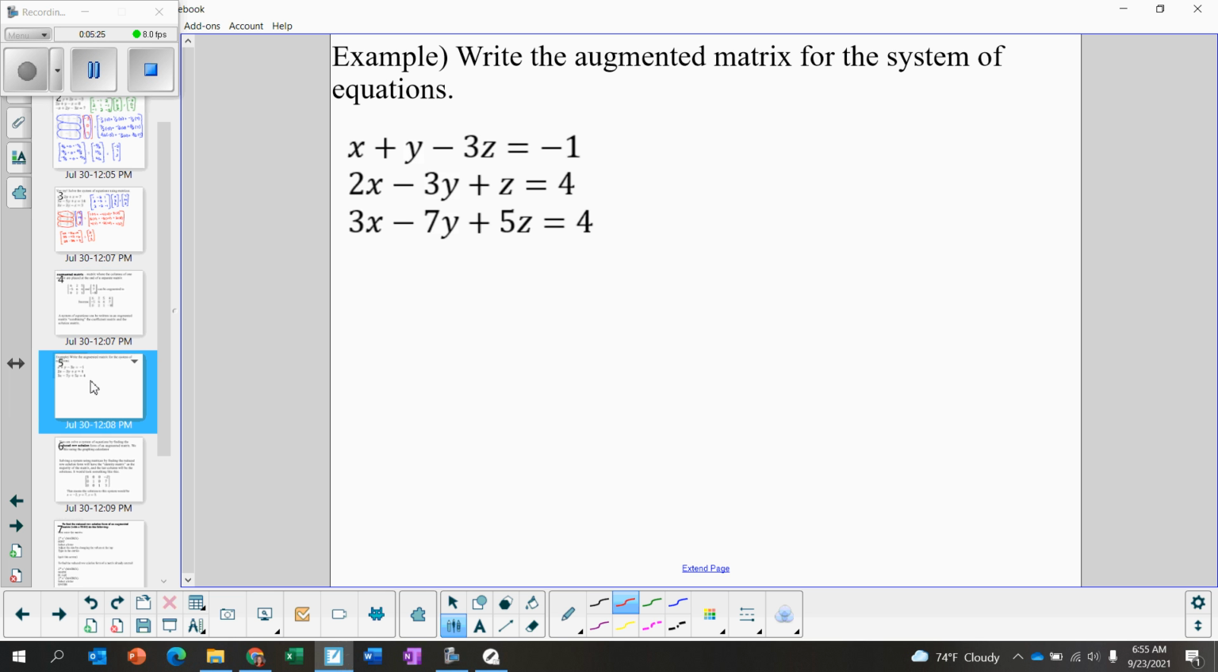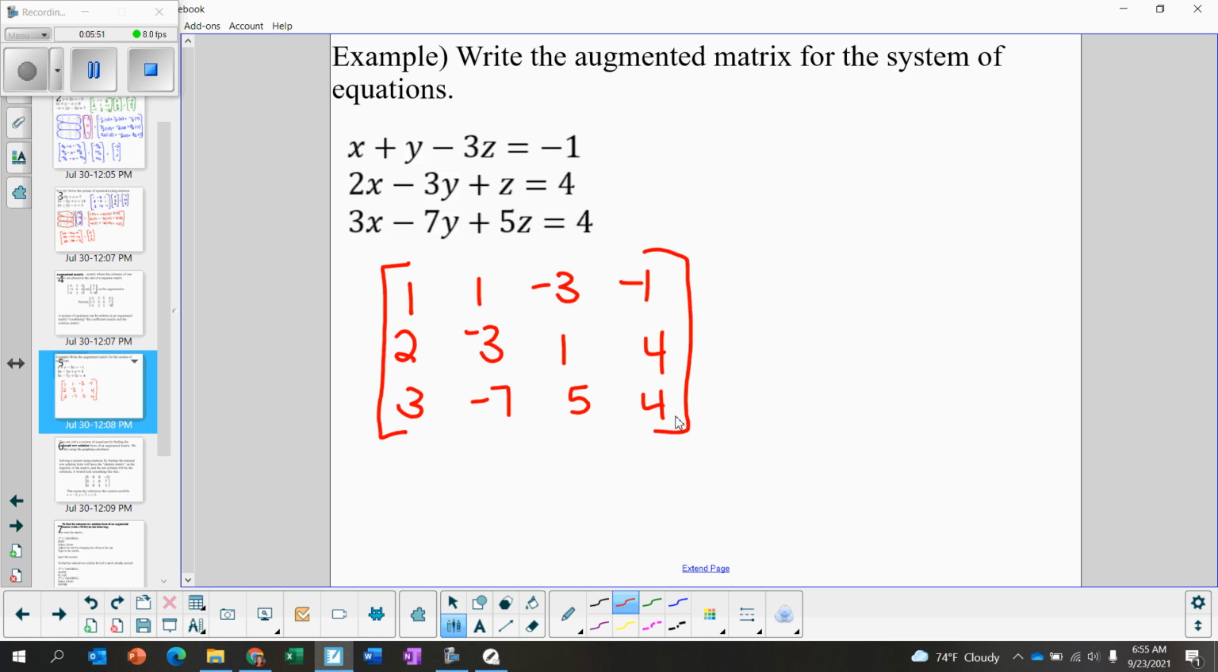So let's go ahead and write this augmented matrix. So really, all I'm going to do is go all the way across this time instead of stopping with just the coefficients. So that's a +1, a +1, a -3, and then a -1, +2, a -3, a +1, and a 4. We have a 3, a -7, a 5, and a 4. And that's all there is to creating an augmented matrix.